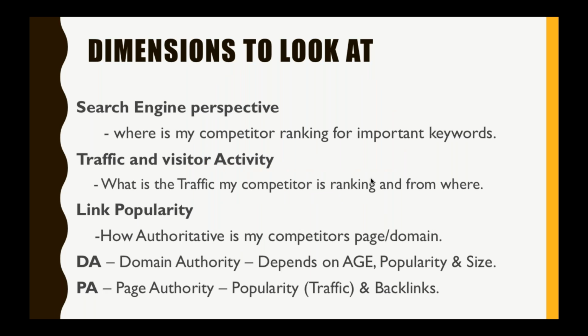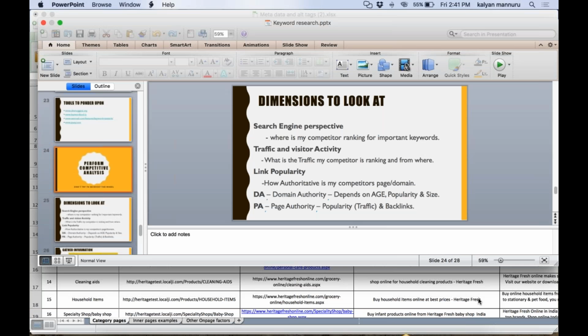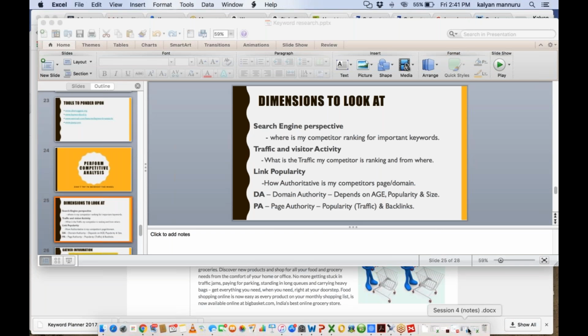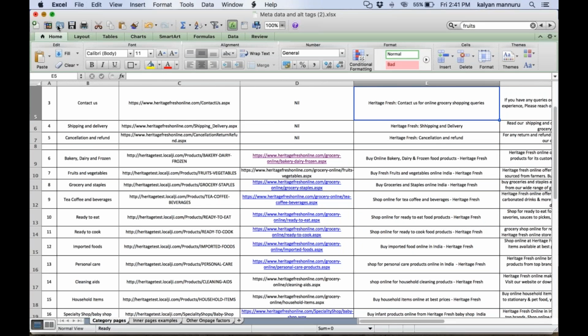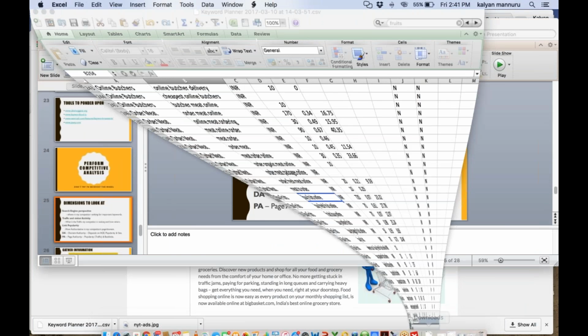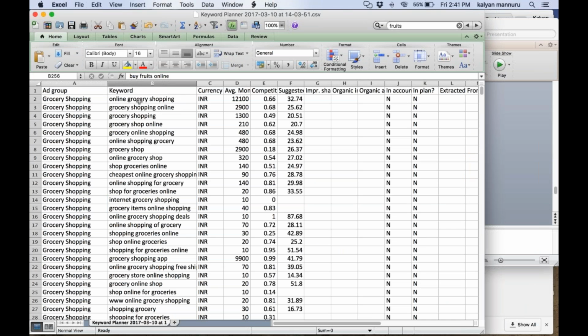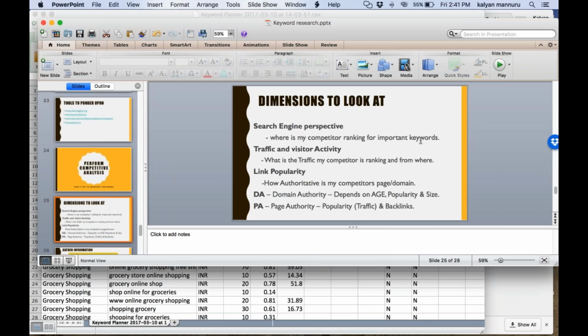analysis. Okay, so these are three different perspectives that you have to look at for your competitor. The first one, as I was discussing, is the search engines perspective. Where is my competitor ranking for the important keywords around my industry? Now that you have done your keyword research and you have a list of keywords that have to be targeted, sorry, let me open the document for you. So these are the keywords we understood, right? Now we need to figure out where my competitor is ranking for the core keywords, that is, the top keywords. Online grocery shopping, I need to figure out where my competitor is ranking.